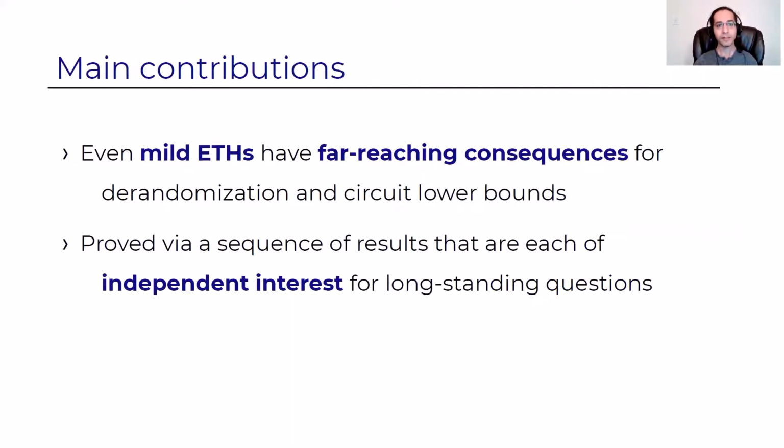In a gist, our main contribution is in showing that even very mild ETHs have far-reaching consequences for derandomization and for circuit lower bounds. So when we assume ETHs, we also assume a lot about what happens in the world of derandomization and circuit lower bounds. And we prove this via a sequence of results that are each of independent interest to long-standing questions.